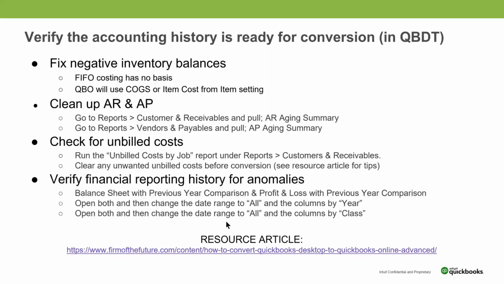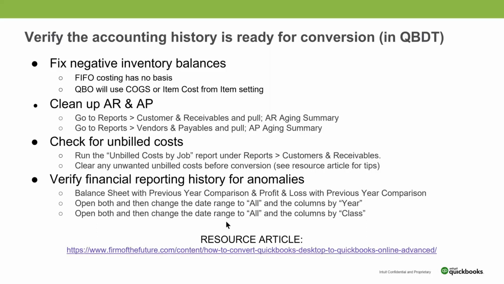Now, remember, we're going to FIFO. If they have oversold products in Desktop, FIFO is going to pick up the cost, what they paid for it, in order to come up with that FIFO layer. If there's no bill, because there's a negative inventory, they haven't even bought it yet in Desktop, what is QuickBooks Online going to do? So what it does is it has no basis. So QBO will automatically value unpurchased items that have been sold.